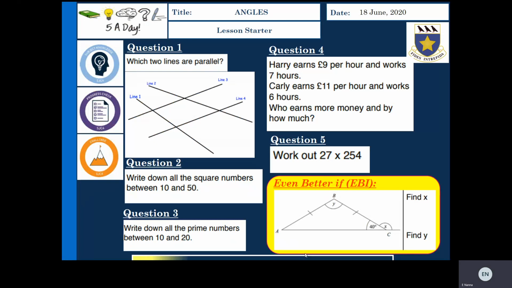So 5 questions just to refresh your memory, mental skills, things you might have learned in the past. Make an attempt. Make sure you're answering them to the best of your ability. Well done.